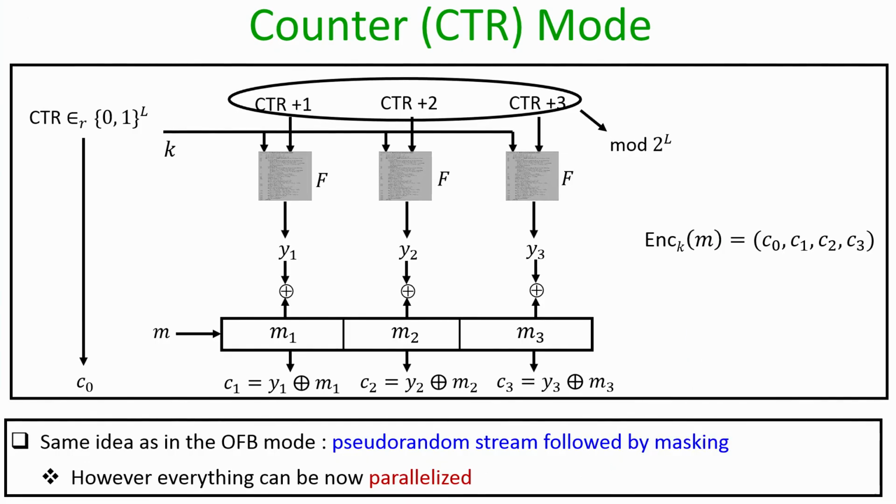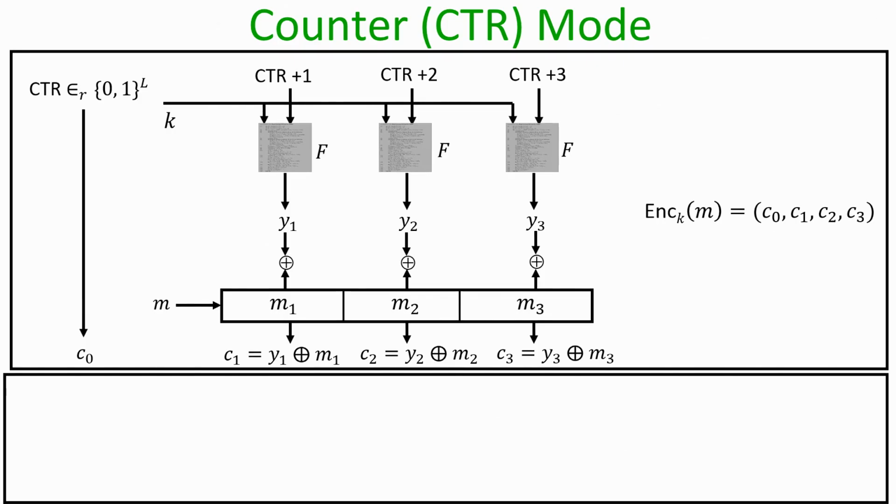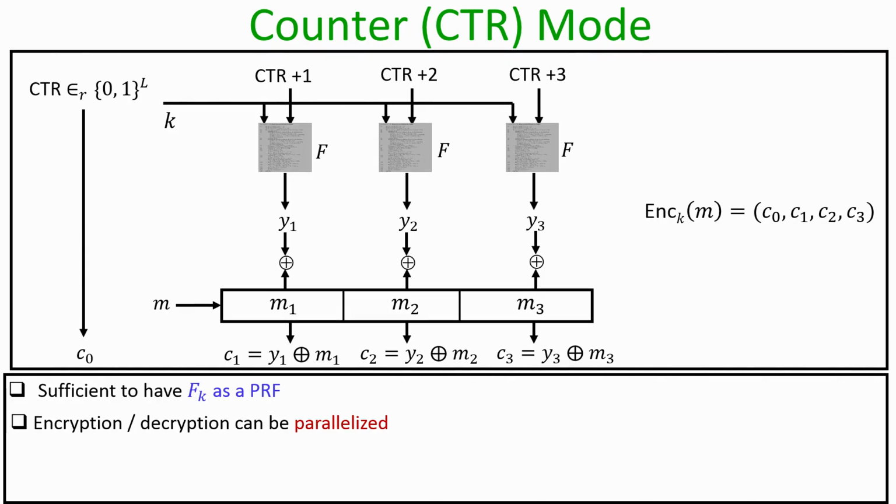So, here again the actual encryption of the message will consist of your counter value, which will be the C0 block, and the encrypted blocks will be C1, C2, C3. Okay. As in the OFP mode, we can formally prove that it suffices for the underlying keyed function to just be a PRF for the counter mode of operation to be CPA secure, because for the decryption purpose we do not require any inversion to be computed. So, that is why it suffices for the underlying keyed function to be just a PRF.